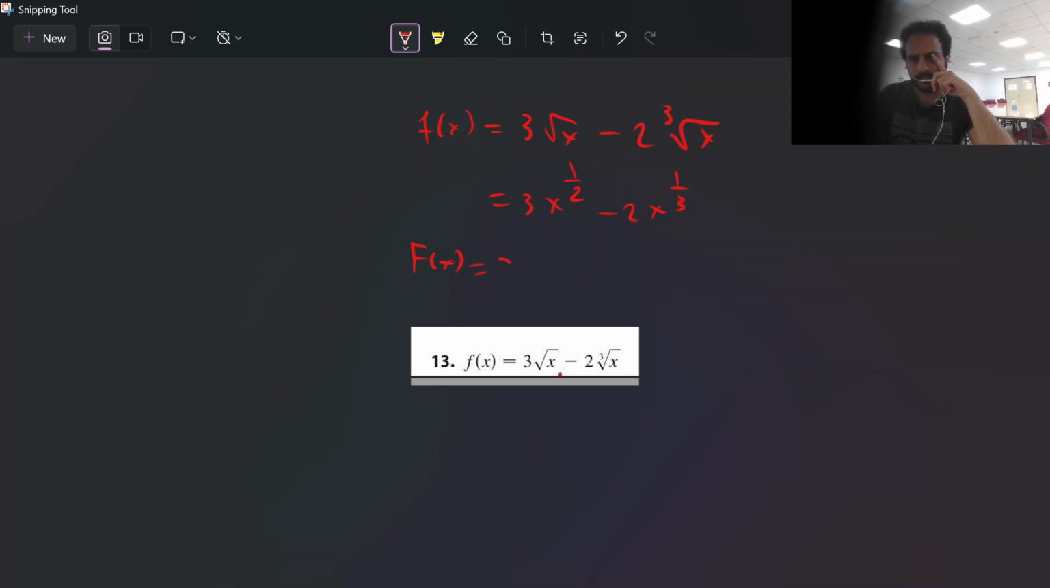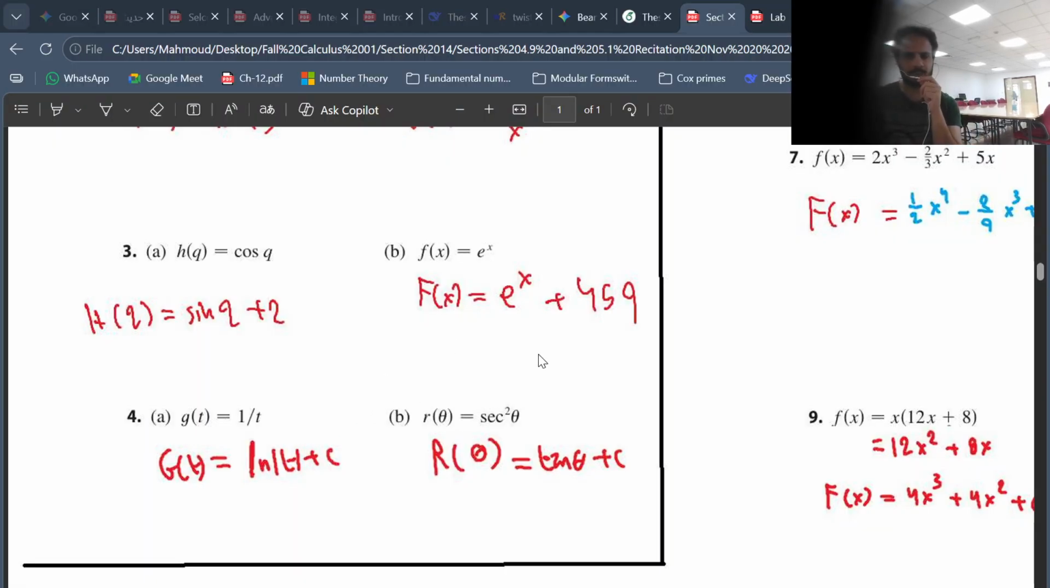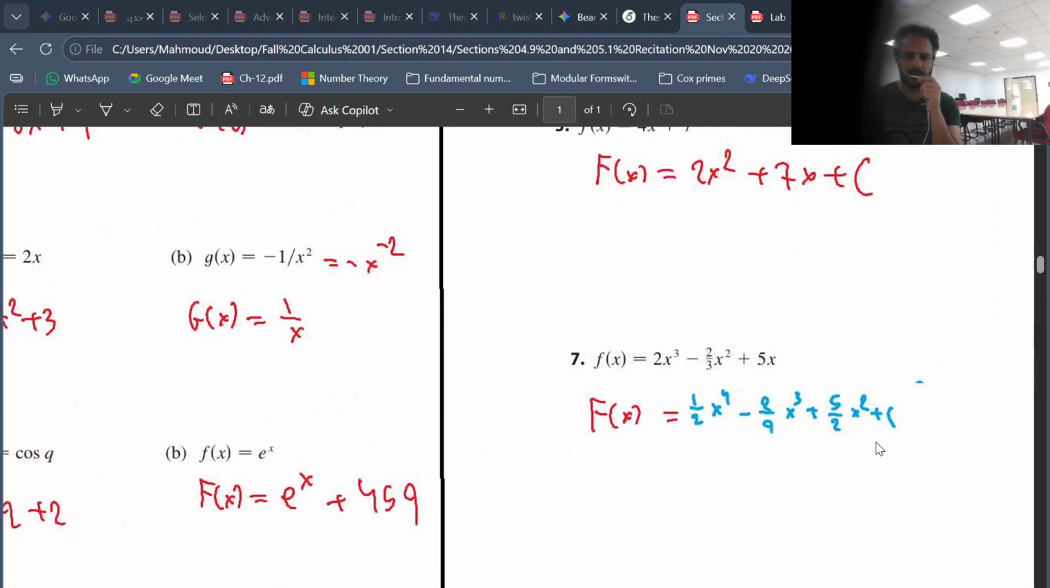Okay. 3 into x raised to the power 3 by 2 into 2 by 3. Yes. 4 over 3 this time. Yeah, minus 3 over 4 into x to the 3 by 4. Thank you. Now let's see this problem here.